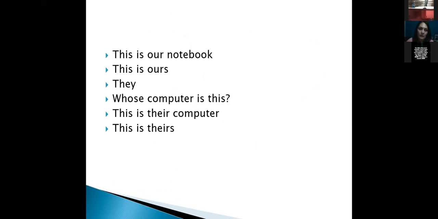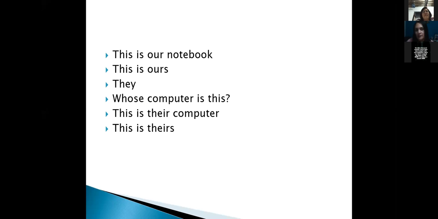Niña, necesito ahorita. Noria, le veo ganas de querer preguntar. Excelente, Noria. A ver, Noria. Tenemos two sentences. This is our notebook and this is ours. ¿En cuál de las dos estamos usando un possessive pronoun? ¿En number one or number two? Number two. Excellent. Very good.